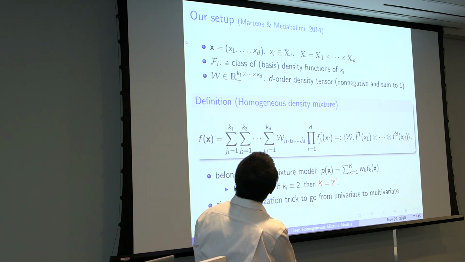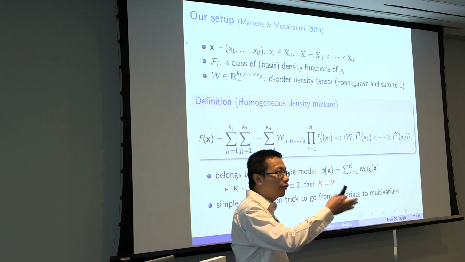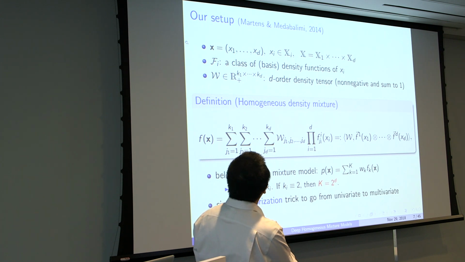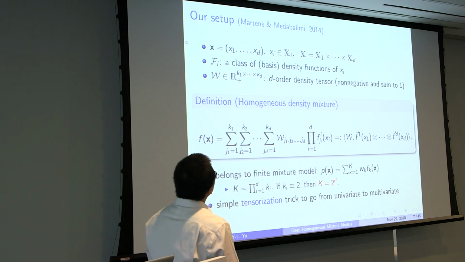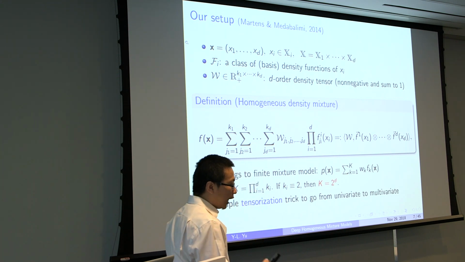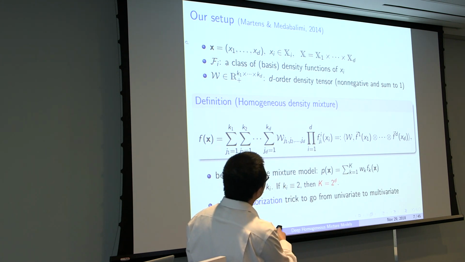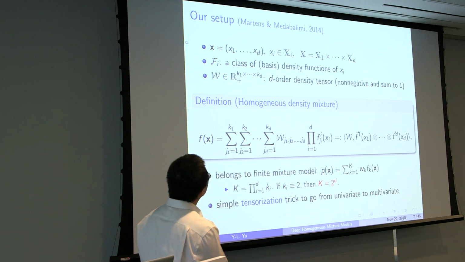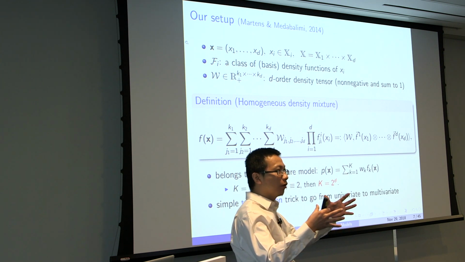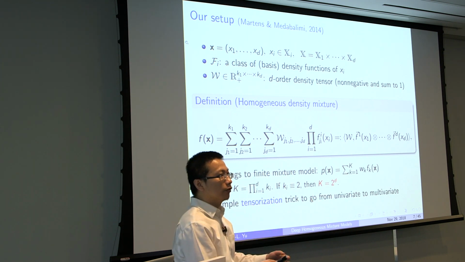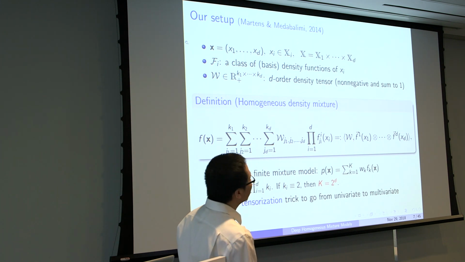So we take a variable x that consists of x1, x2, until xd. So you have d variables. Each of them is in a space, so you can think of xi as a real number. I have d of them. And for each variable xi, I'm going to have a class of density functions. So I'm going to restrict myself to this class of density functions for this variable xi. And I'm going to have a so-called density tensor. This is basically a multi-dimensional array. If it's 2D, it's a matrix. If it's 1D, it's a vector. So I have this tensor, which is non-negative. Each entry is non-negative, and they sum to 1.